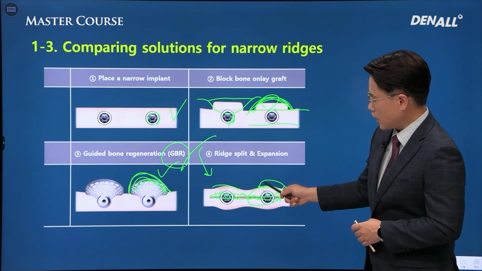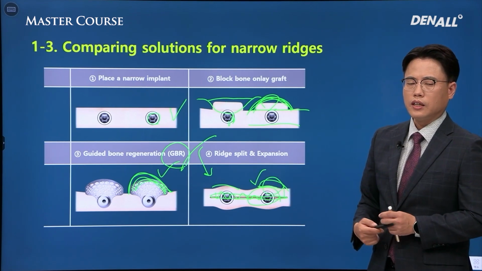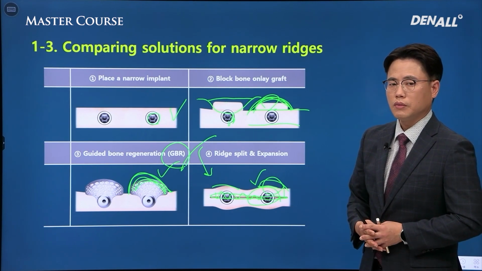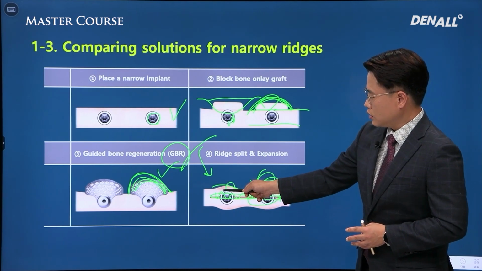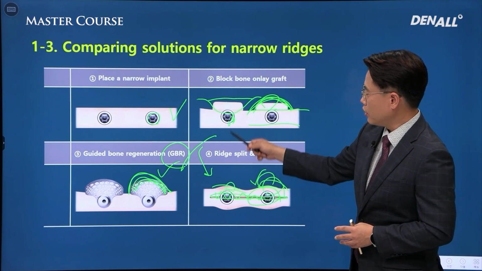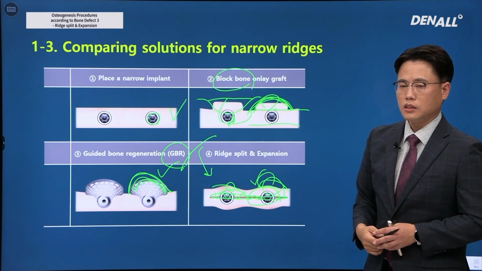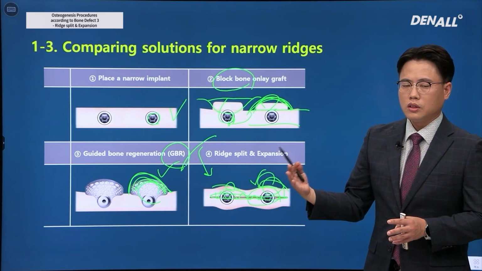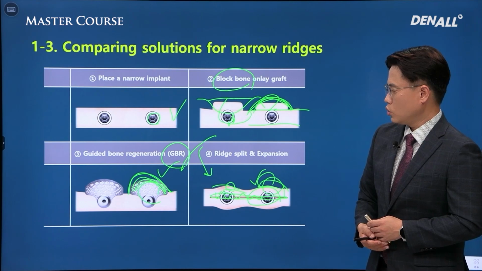And you can overcome various obstacles using different techniques, so you don't have to completely remove ridge split off the table. You can attempt it, and if there is a fracture, then you can utilize block bone graft or use GBR using titanium mesh. You can make such attempts by using these different techniques.